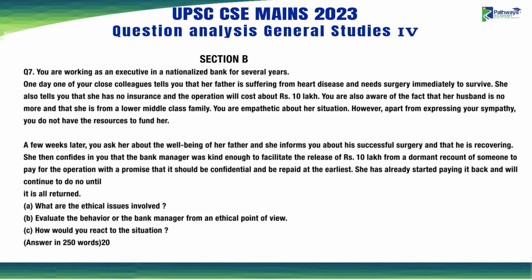So basically the idea is how would you react to the situation, knowing that a colleague of yours, a close colleague of yours, and also the manager has kind of colluded in an unethical act, even though morally it might be justified because it's a life and death situation. It's just a dormant account. The person is paying back also. But there are certain laws which have been broken here. So how would you react to it? Evaluate the behavior of the bank manager and what are the ethical issues involved. So I don't think it's a very tough question. It's very clear. And of course, how would you react? Since you hold a position in the bank, the ideal situation is that you need to report it.